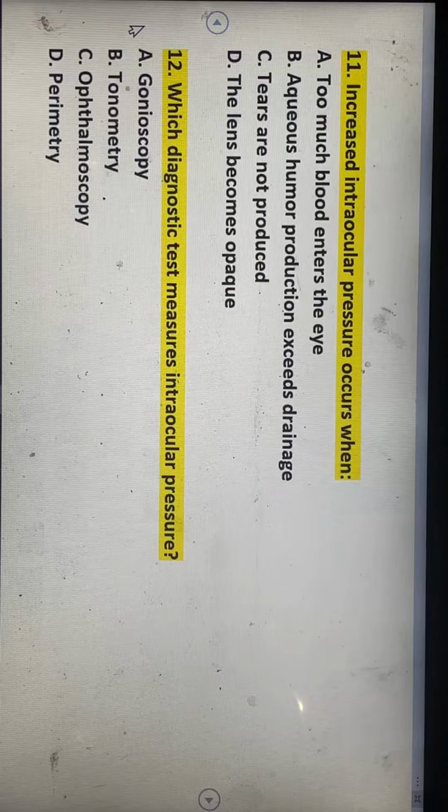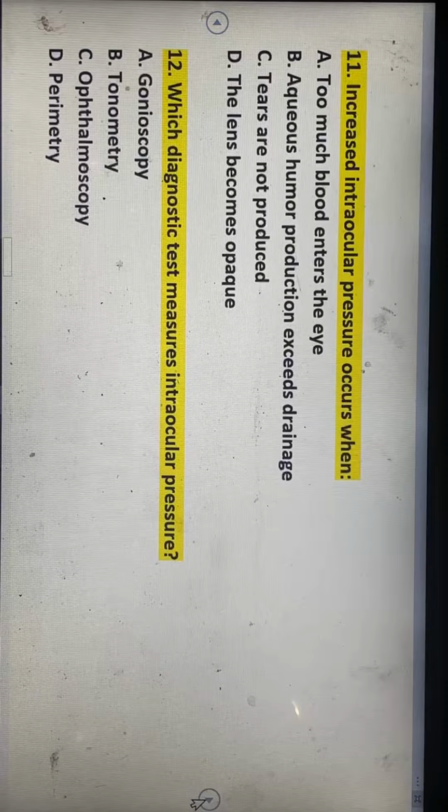Don't forget this in this quiz. Don't forget the normal intraocular pressure. Don't forget that about the peripheral vision loss. Don't forget about the halos around the eyes. Don't forget about tonometry that is used to measure the pressure of the eye.